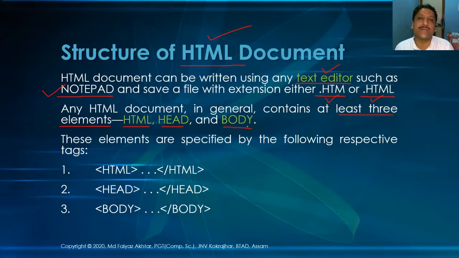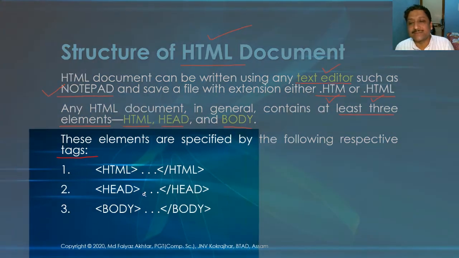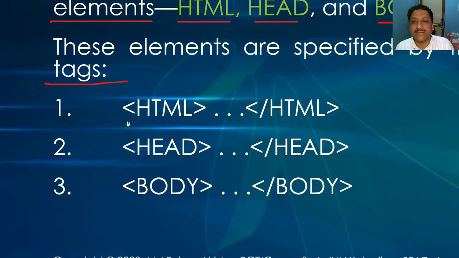These things are known as tags. HTML, head, body, these are the keywords or tags. These elements are specified by the following respective tags. And now how do we have to write these tags? Like this. We have to write the tags like this. Within angle brackets, meaning less than and greater than symbols, we have to write the HTML word. And this is the opening tag, and this is the closing tag.